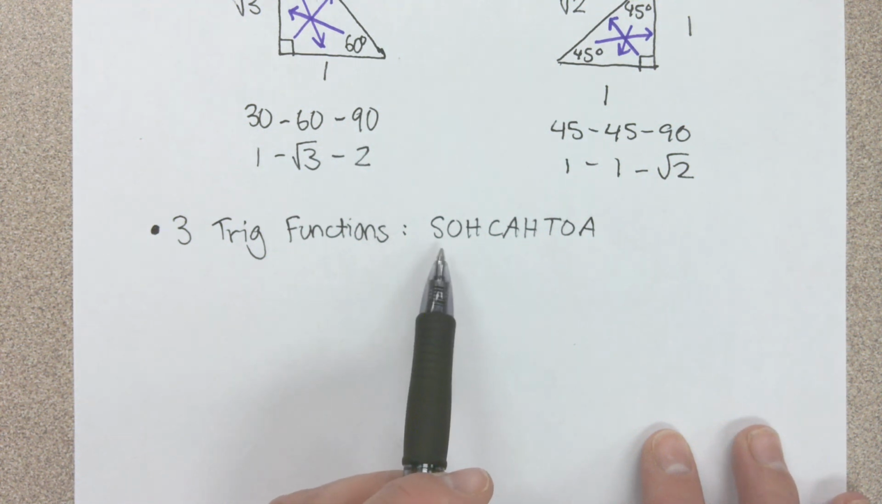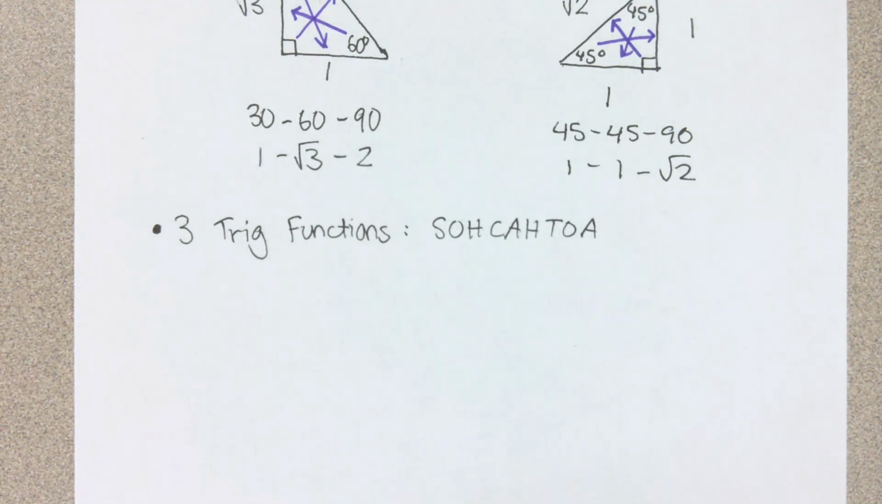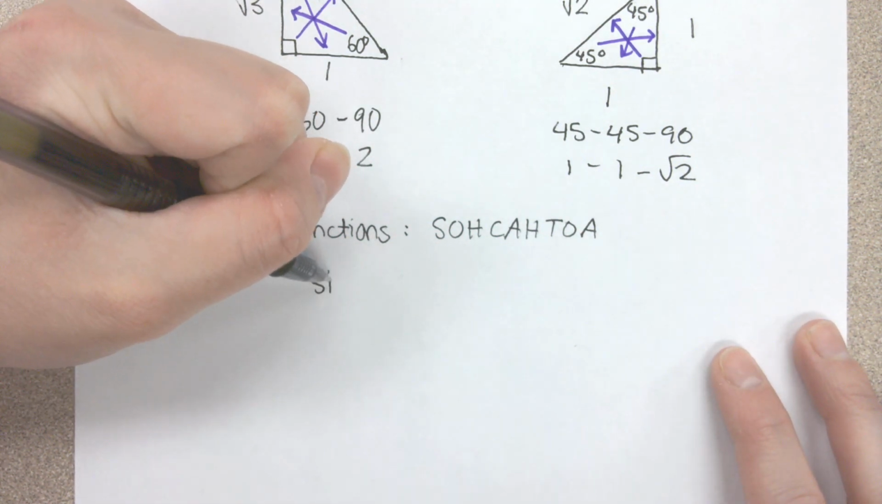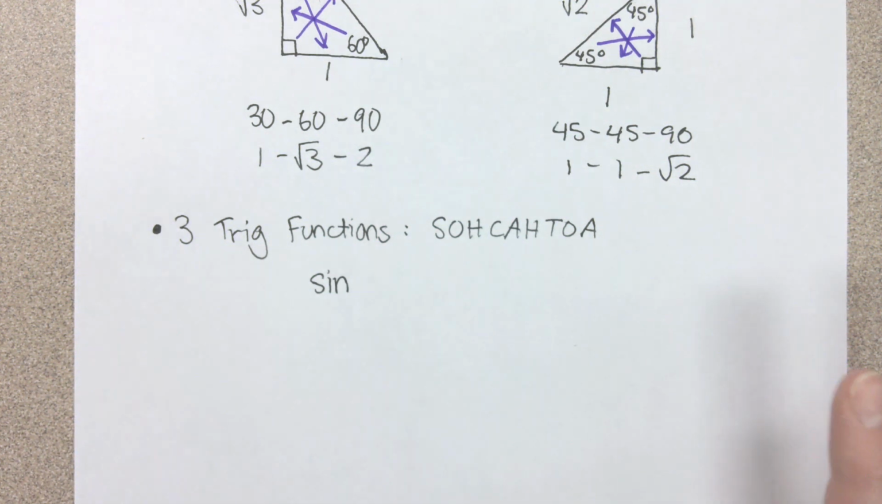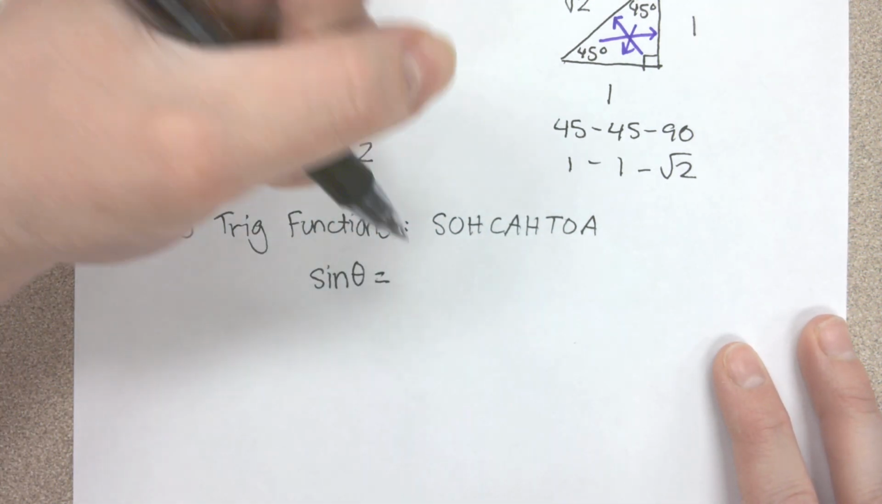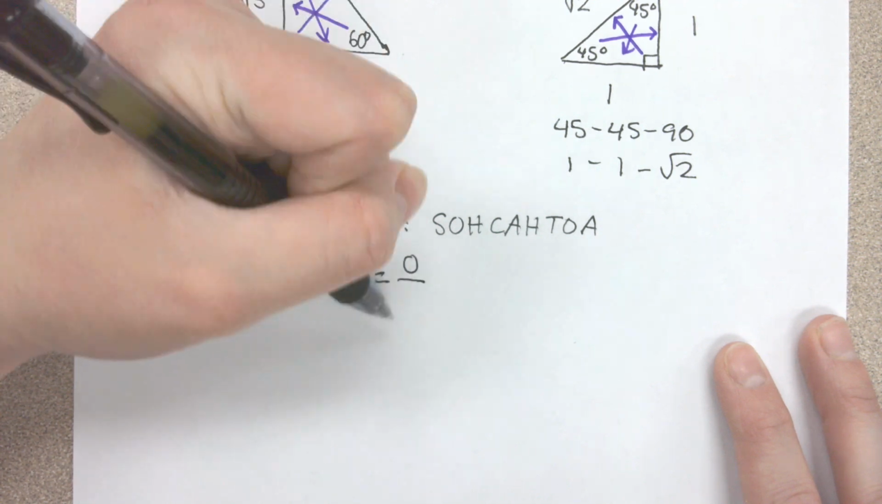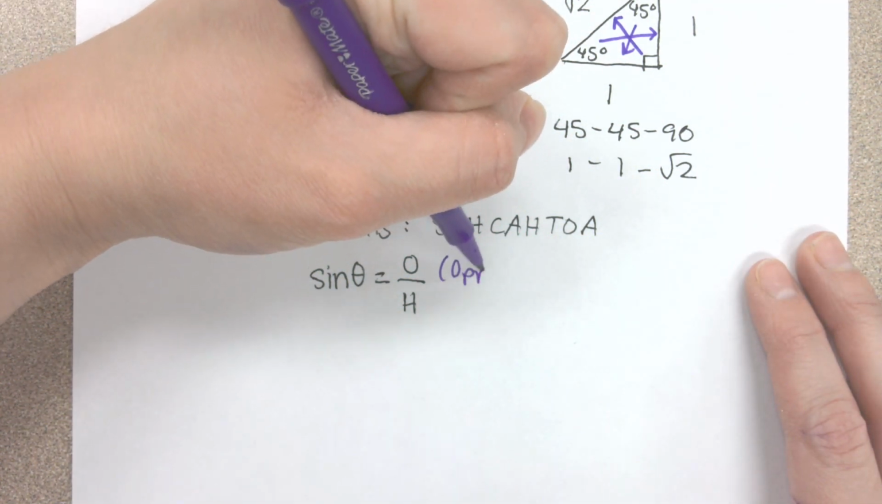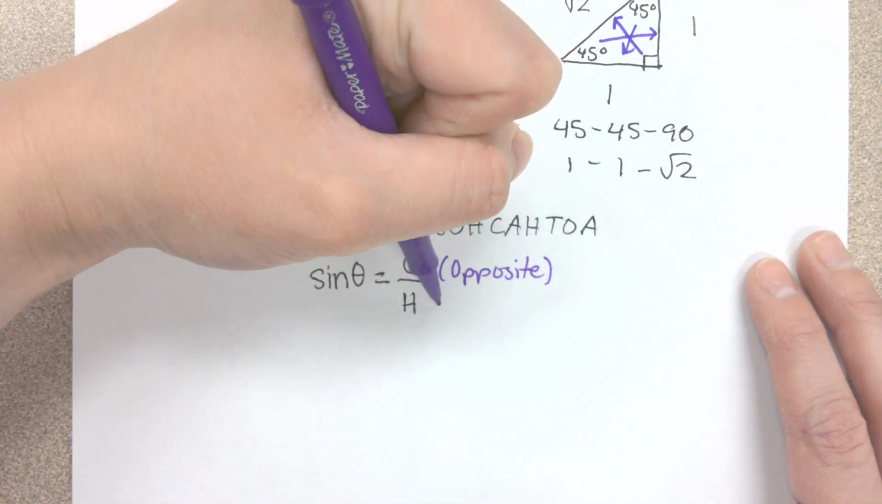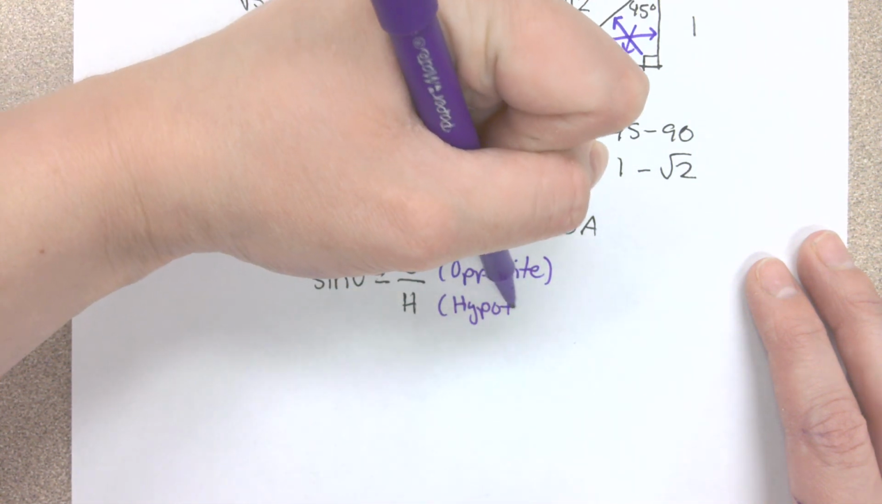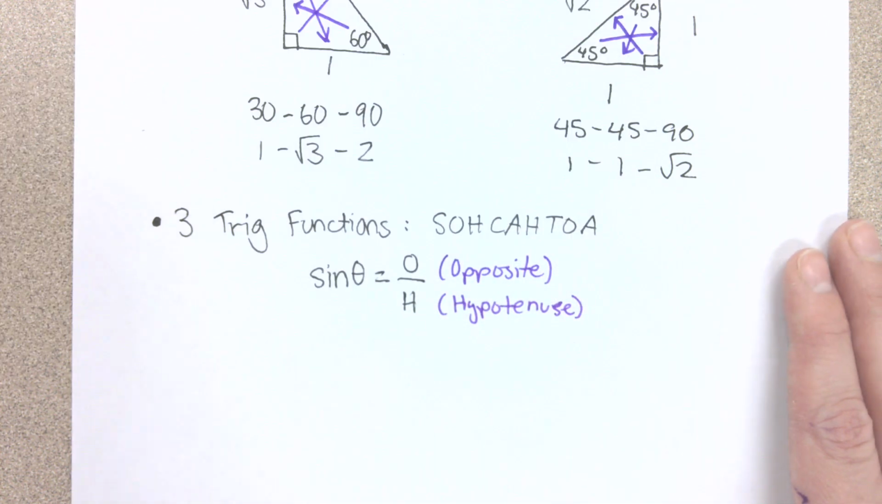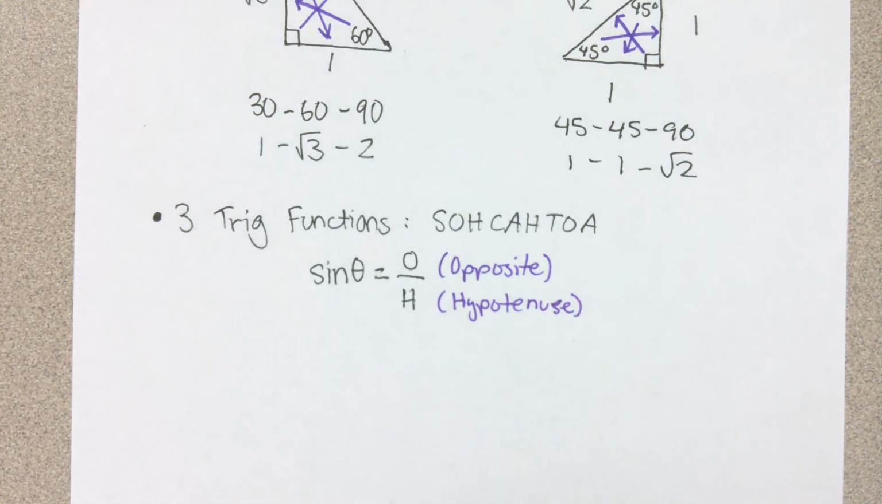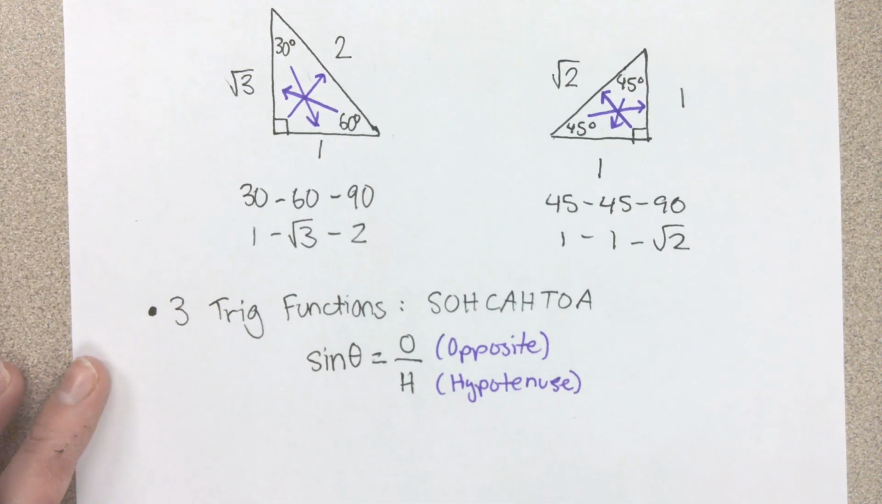Let's start with the SO, the S. That's one of our 3 functions. What is the S representing? Sine. So we have sine, and I'm going to write it the way you're going to see it. Sine of theta equals O over H. What do O and H represent? Opposite and hypotenuse. The hypotenuse is the side of the right triangle that is across from the 90. It's the longest side.